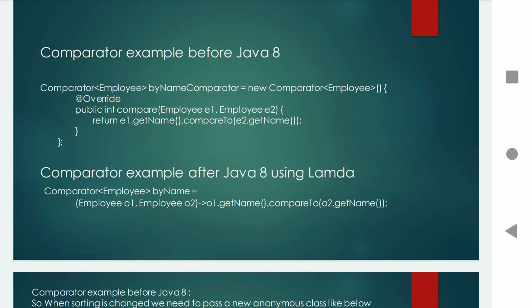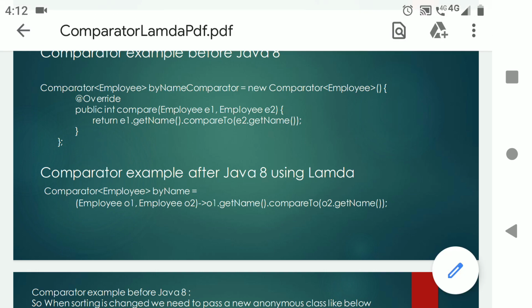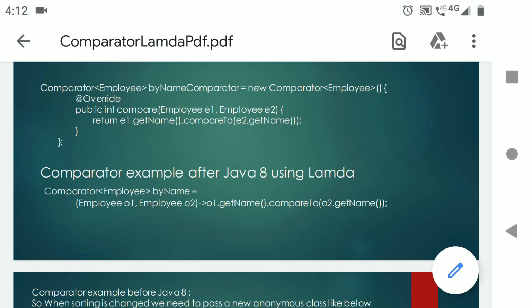If you see here, you can directly see a comparator example before Java 8, like how we used to write. Basically, we used to create a new comparator of our own class. We used to override the compare method where we pass two objects, and based on the parameter on which you want to compare, we used to compare that.